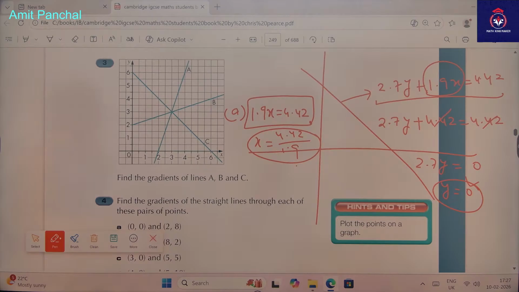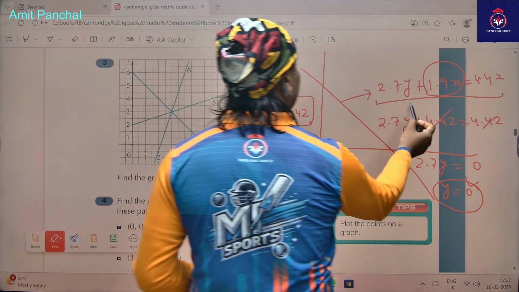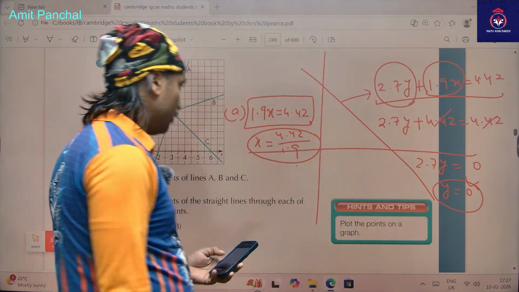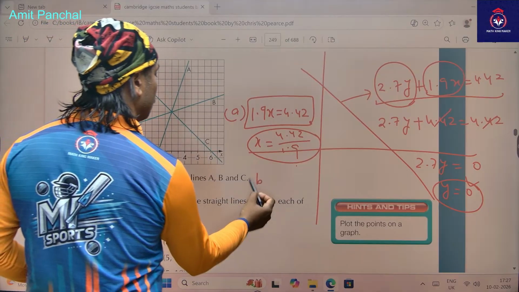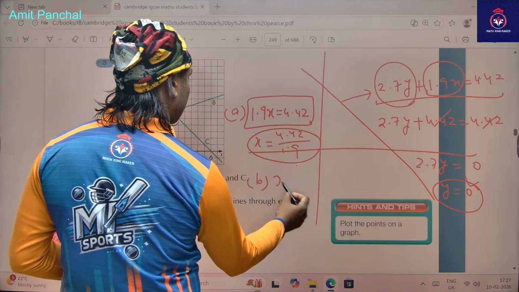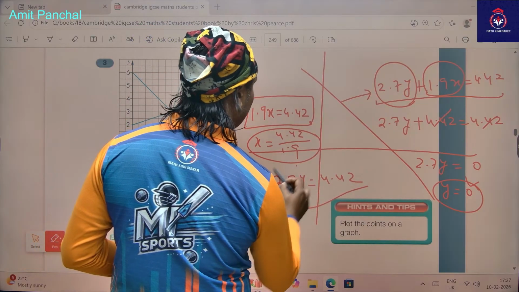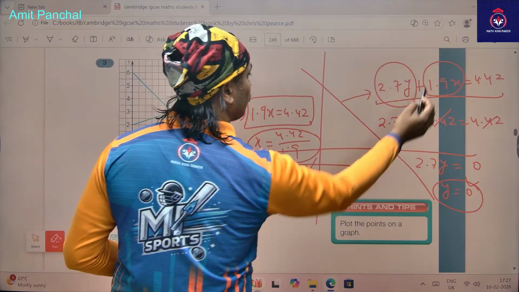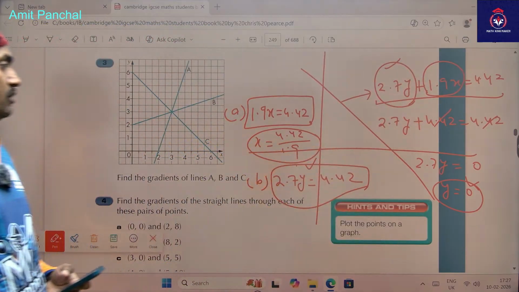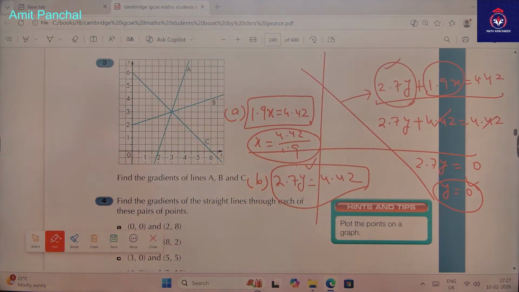Second one, the same thing. 2.7y will be replaced by 4.42. What is your second equation? 2.7y equals 4.42. You just have to put this value into this equation. So now it will be solved. Now x will be equal to, plus 1.9x, so x equals 0 then. Okay. And then the third one?